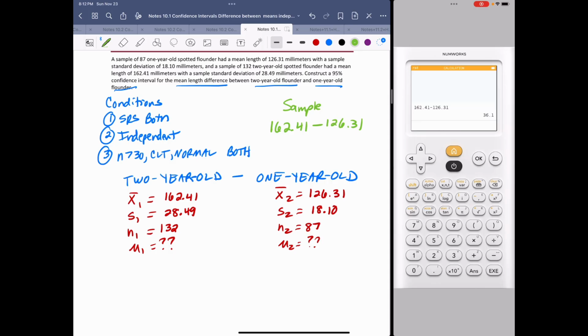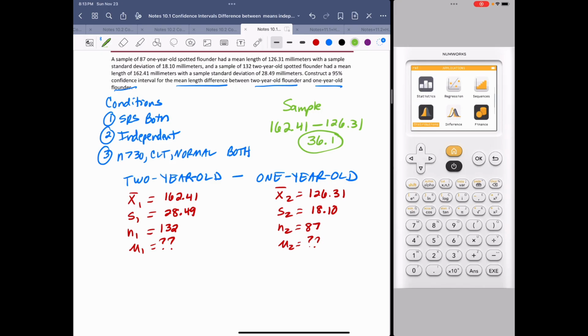All right, and here's what I know from my sample. My 2-year-olds were longer. How much longer? 36.1 millimeters. How do I know that they were longer? Because I subtracted them and I got a positive difference. So the first number had to be bigger. Now, the question is, what's that margin of error for the population when I come up with the confidence interval? So 36.1 plus or minus what? And that's what we're going to use the calculator for.